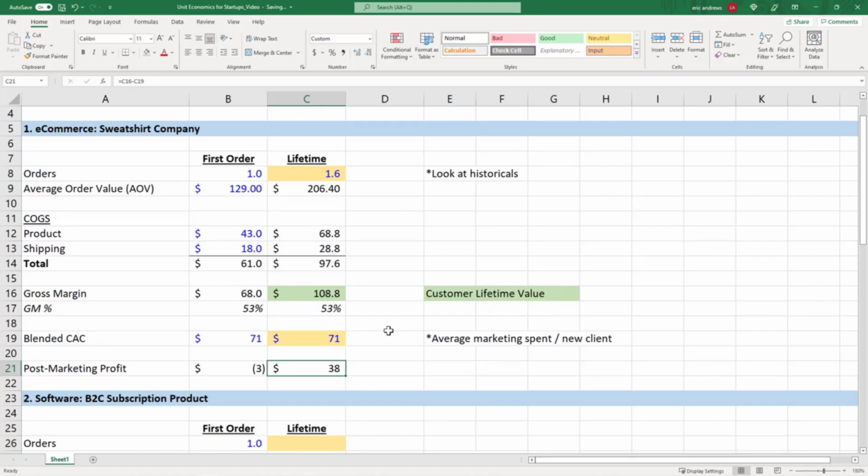But if you were to just look at it on a one order basis, you would incorrectly think that the business has bad unit economics, or is unprofitable and should do something else. But if you looked at it on a lifetime basis, then you would understand that things are profitable.